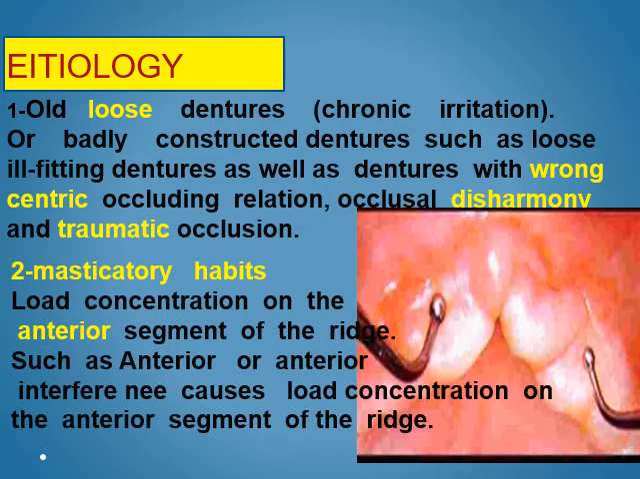In etiology: old loose denture, chronic irritation, or badly constructed denture, such as loose ill-fitting denture, as well as denture with wrong centric occluding relation, occlusal disharmony, and traumatic occlusion. That is one of the causes. The second cause is masticatory habit. Load concentration on the anterior segment of the ridge, such as anterior interference, causes load concentration on the anterior segment of the ridge. That is the cause.